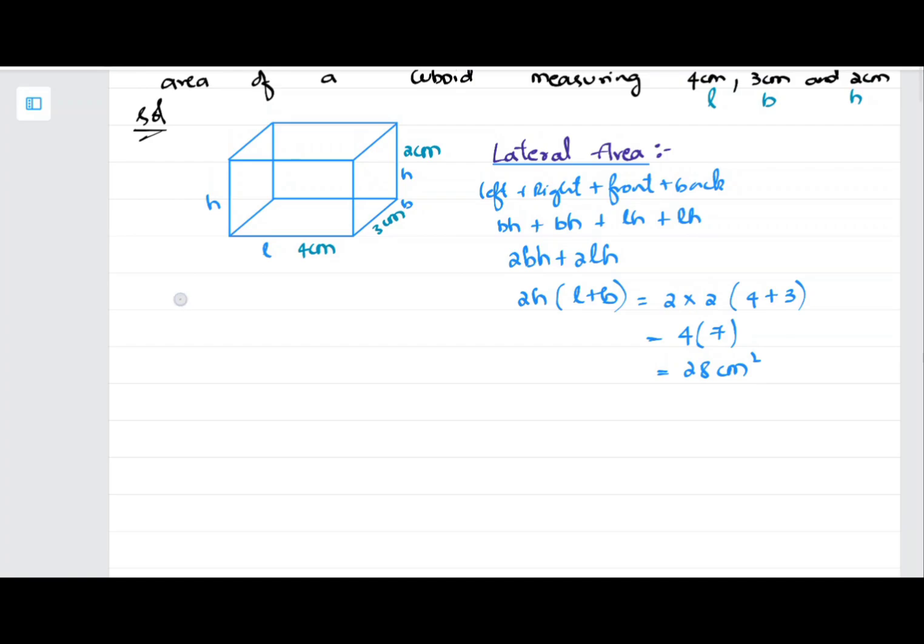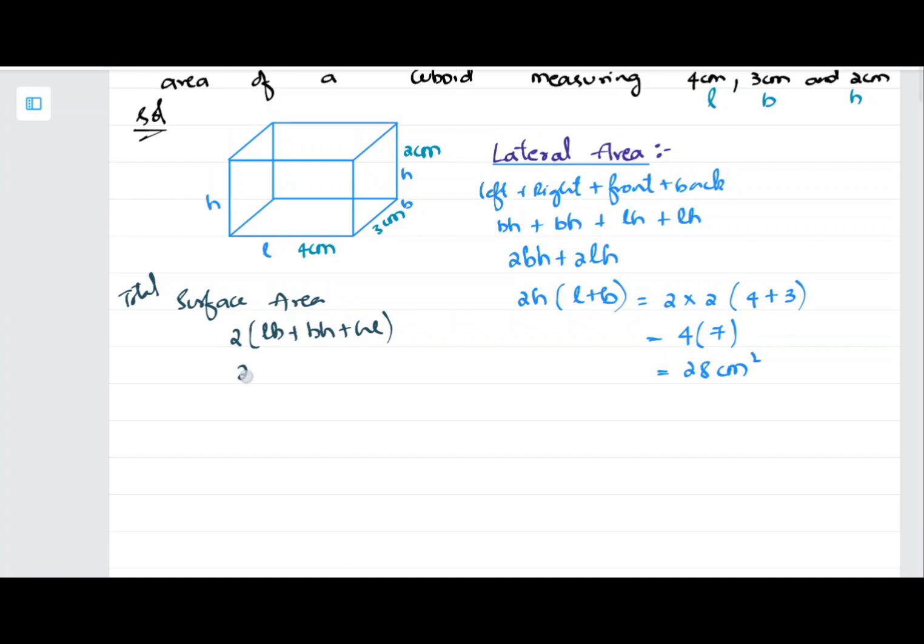Next, for surface area they are asking for the total surface area. In the question they are asking you to find surface area. They are not mentioning whether it is lateral or curved, so you have to find the total surface area. What is the total surface area formula? 2 into LH plus LB plus BH.